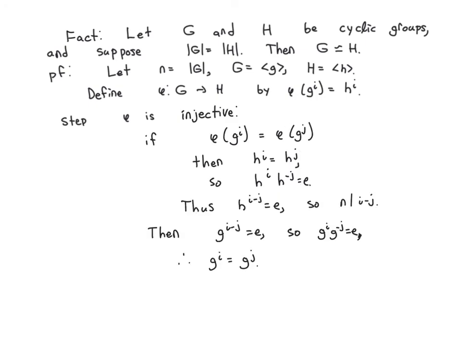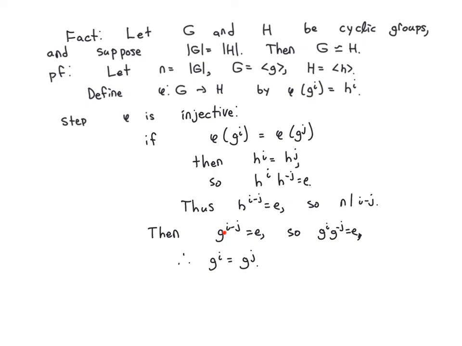Next up, we show phi is injective. This looks very similar to the argument that it's well defined. Now we're assuming phi of g^i is equal to phi of g^j, and now we're going to prove that g^i is equal to g^j. And the argument's going to look very similar. What you see is that you now have h^i is equal to h^j. Therefore, by moving the h^j over, we have h^i times h^(-j) is the identity. By properties of exponents, h^(i-j) is the identity. Since h is order n, that means i minus j is a multiple of n.